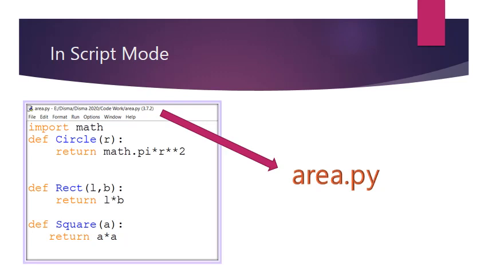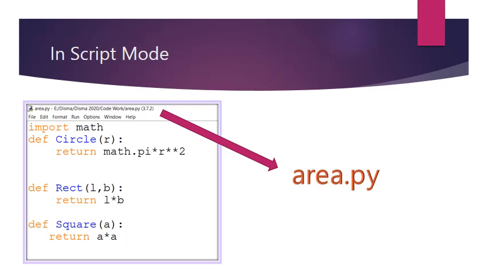In script mode, I have written a code. In that one, I have imported math. In that particular code, I have three functions of my own named circle, rect and square. Circle has a single argument, rect has two arguments, square has one argument.